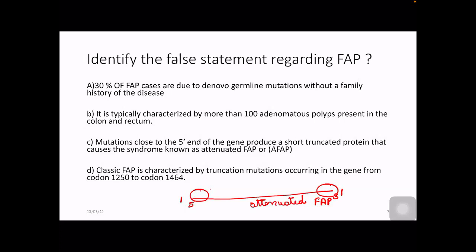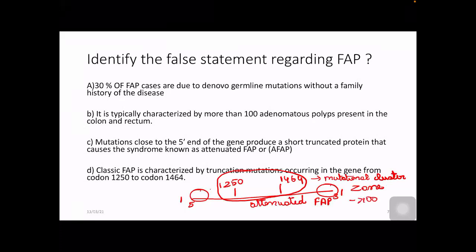So what happens is that in the codon 1250 to 1464, if mutation happens in this zone, this zone is also called the mutational cluster zone. So in this zone, if mutation happens, it results in a classic FAP and the patient will have more than 100 polyps, sometimes even thousands of polyps.